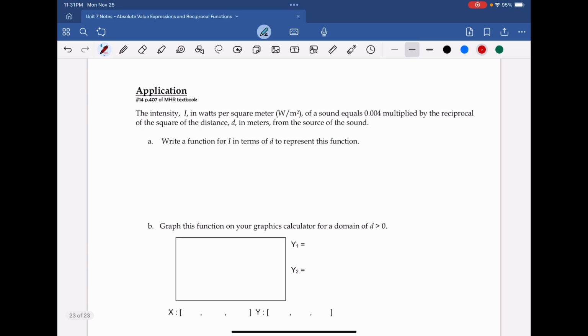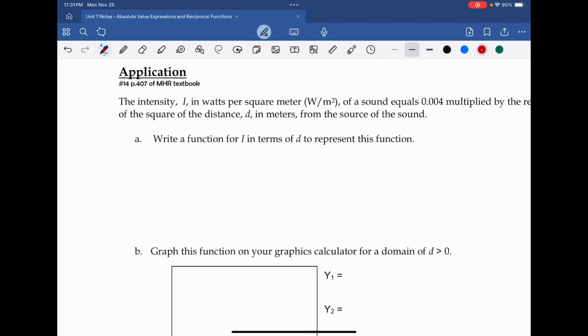Okay, let's shuffle to our one application problem, and it's the following. We may be given some sort of reciprocal function that can be solved using some sort of graph in the following way. Intensity, given by I in watts per square meter, of a sound equals 0.004 multiplied by the reciprocal of the square of the distance in meters away from the source of the sound. Write a function I in terms of d to represent this function. This is just a very wordy way of saying the following.